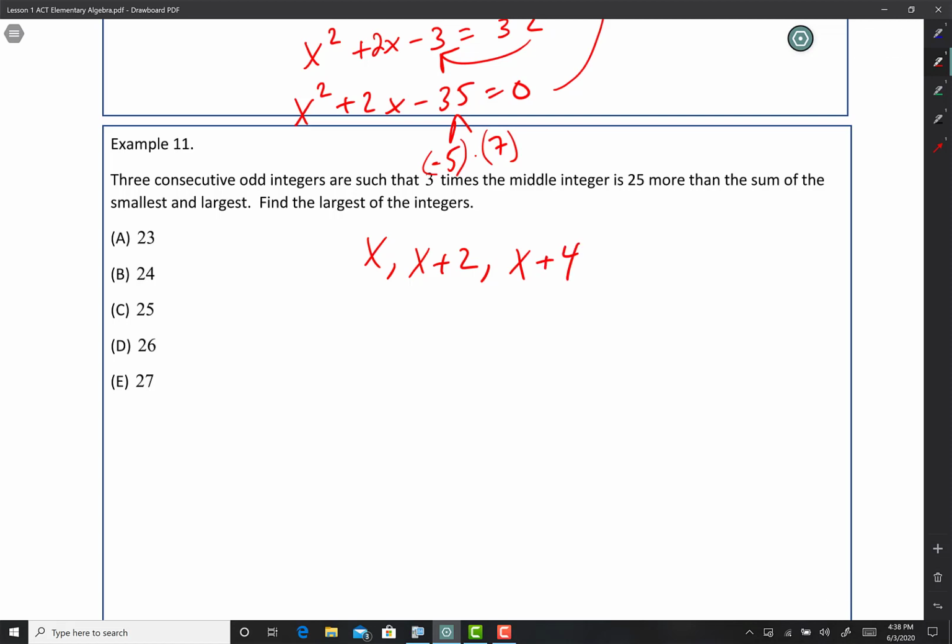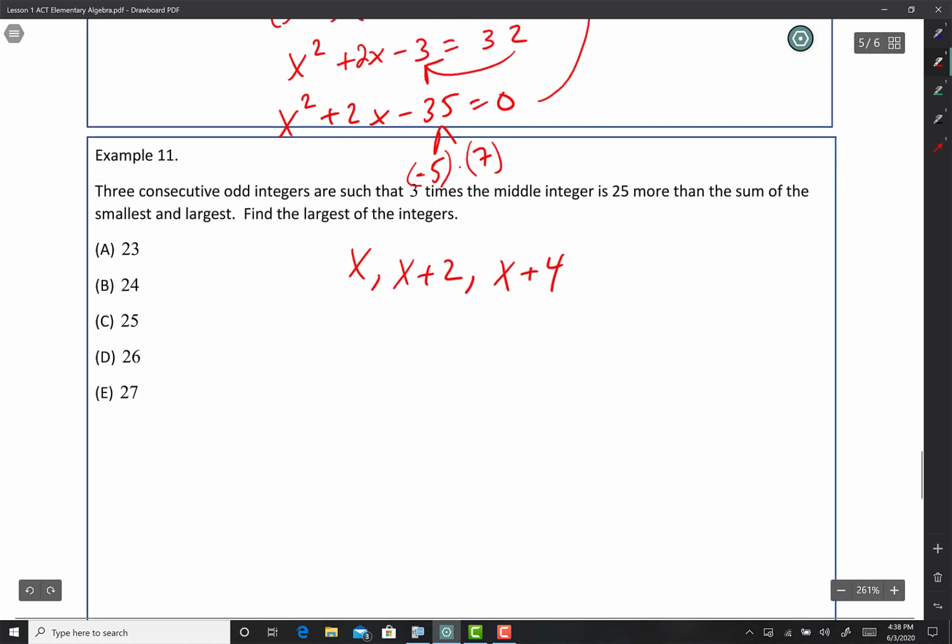In case you're wondering, I have no idea what you just did. Imagine this is 3, then 3 plus 2 is 5, and then 3 plus 4 is 7. So there it is, guys. It works. 3, 5, 7. Those are all three consecutive odd numbers. So it works. I'm going to erase that.